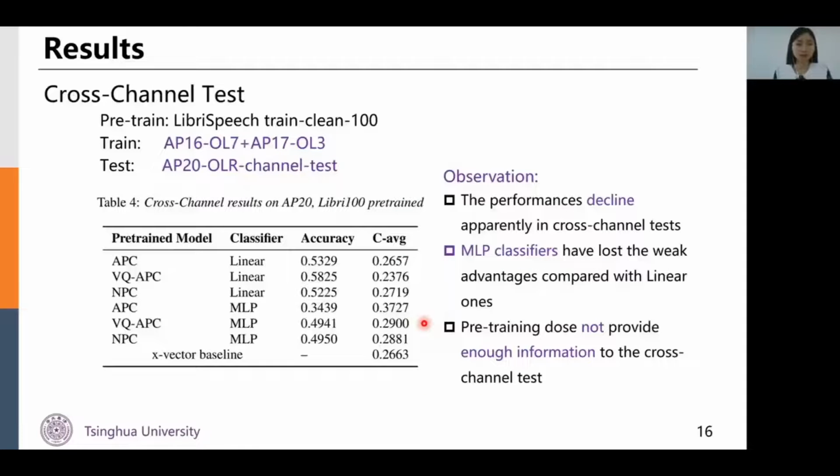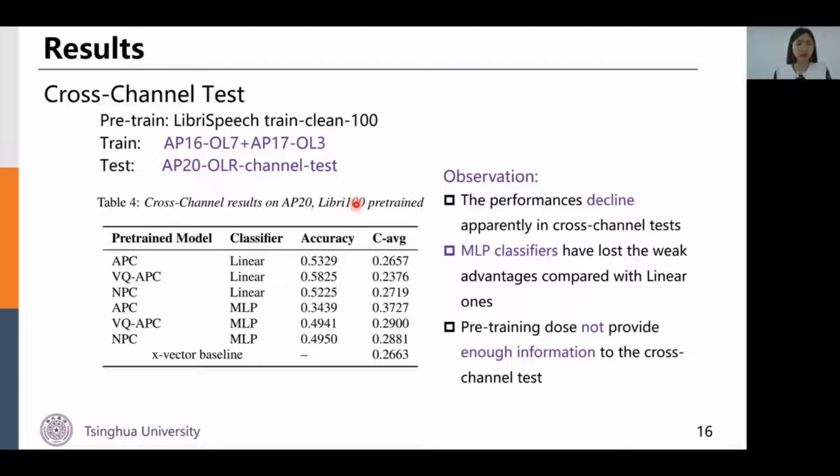For the last group of experiments, we tried the domain mismatch test, that is, AP16 and AP17 are used for training, while AP20 is used for testing. The utterances of the latter are recorded with different channels. Since there are only 6 languages in AP20, we select the corresponding speech data of the 6 languages in AP16 and AP17. From the results in Table 4, we can see the performance declines apparently in cross-channel tests. MLP classifiers have lost their slight advantage compared with linear ones. The results suggest that pretraining does not provide enough information for the cross-channel test.